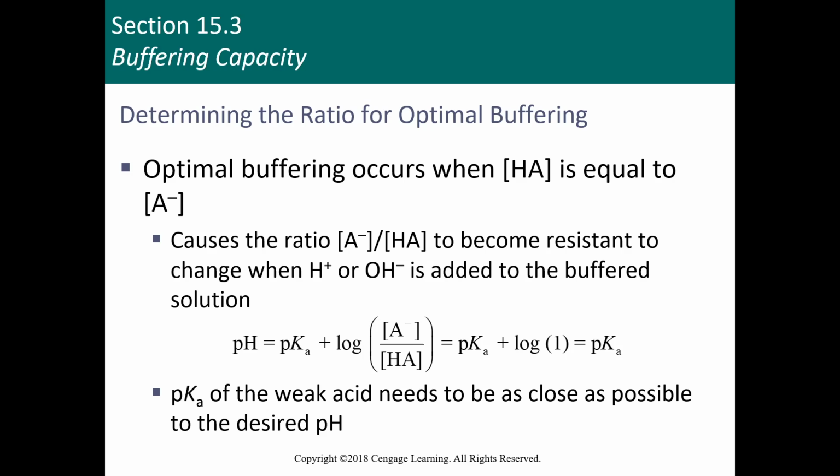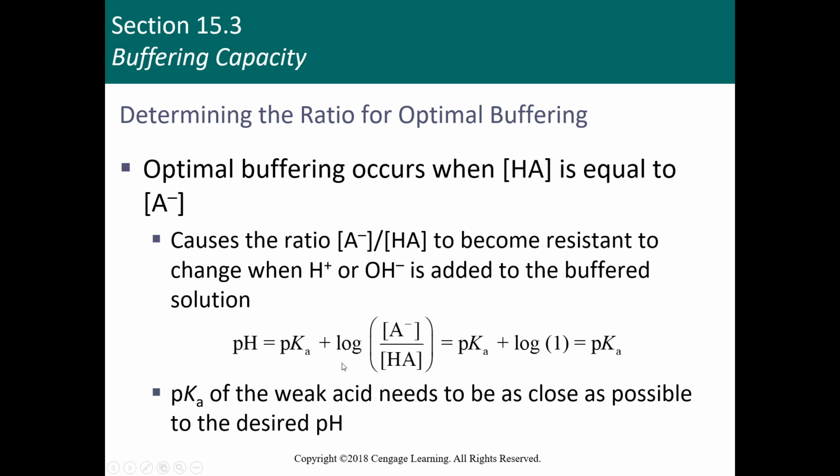Okay, that's the best analogy I can give you. It's going to have the same concentration of A minus as HA. That gives the most buffering capacity in both directions. So it gives us the most resistance to being changed by an acid and a base that I can have.